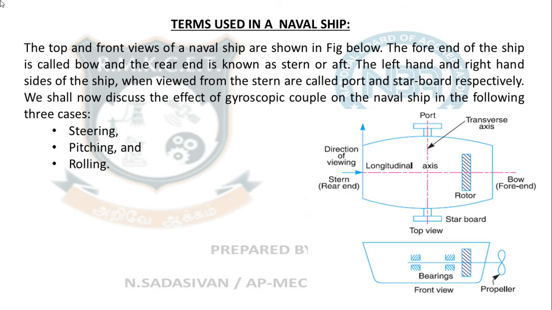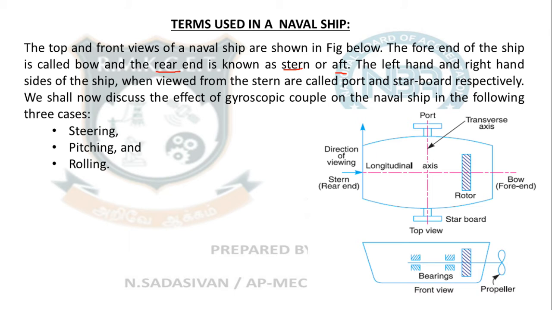So the front end of the ship is called as bow, rear end is called as stern. Okay, so the top and the front views of a naval ship are shown in the below figure. The fore end of the ship is called as bow, rear end is called as stern or aft, but we are normally using the term stern. It can also be called as aft. Okay, so rear end is called as stern.